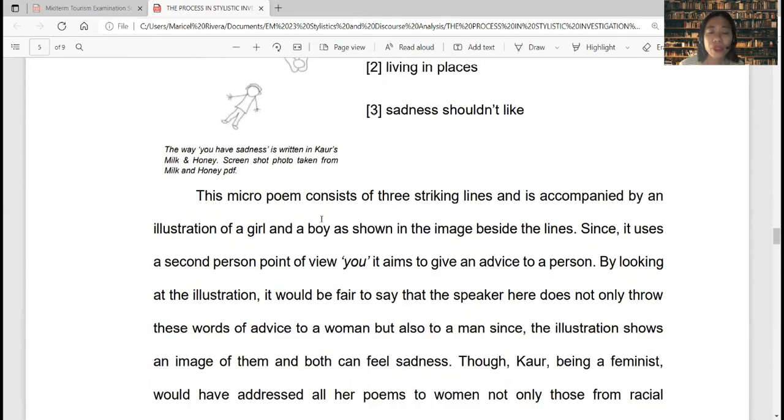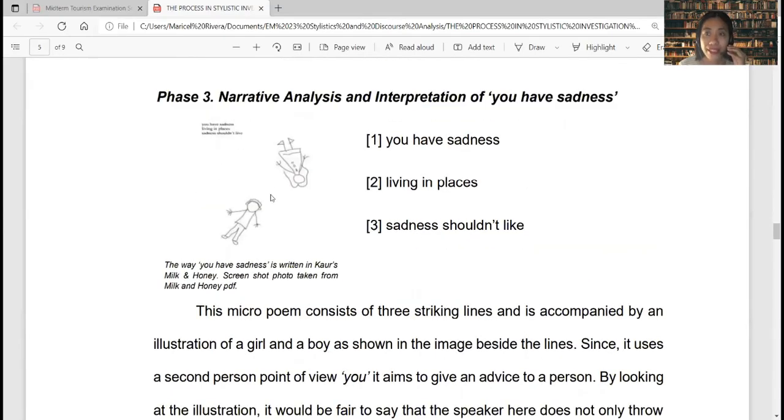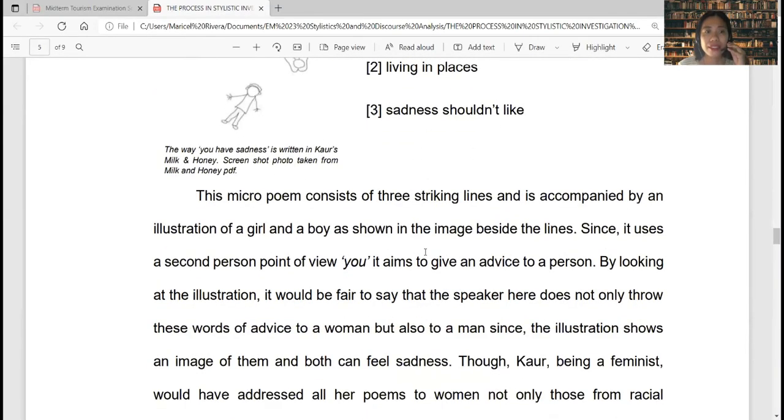So this micro poem consists of 3 striking lines and is accompanied by an illustration of a girl and a boy, as shown in the image beside the lines. Since it uses a second person point of view, which is "you," it aims to give advice to a person.